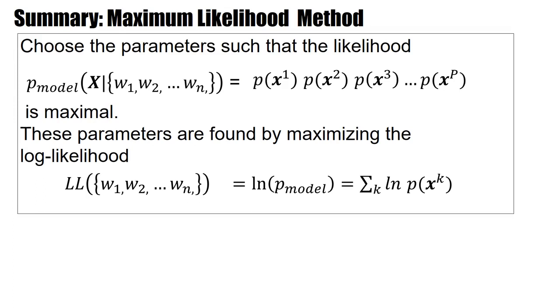And this is now the summary of the maximum likelihood method. You choose the parameter such that the likelihood P model is maximal, and you find these parameters by maximizing the log likelihood. And the log likelihood is a simple sum over all the data points, logarithm P of x_k.